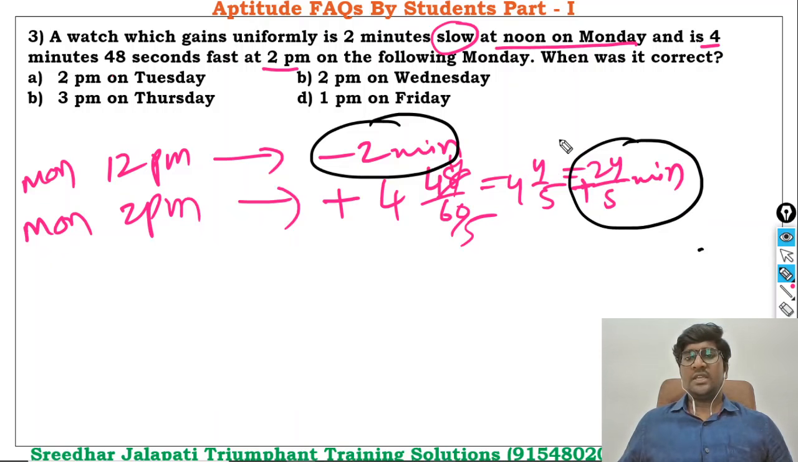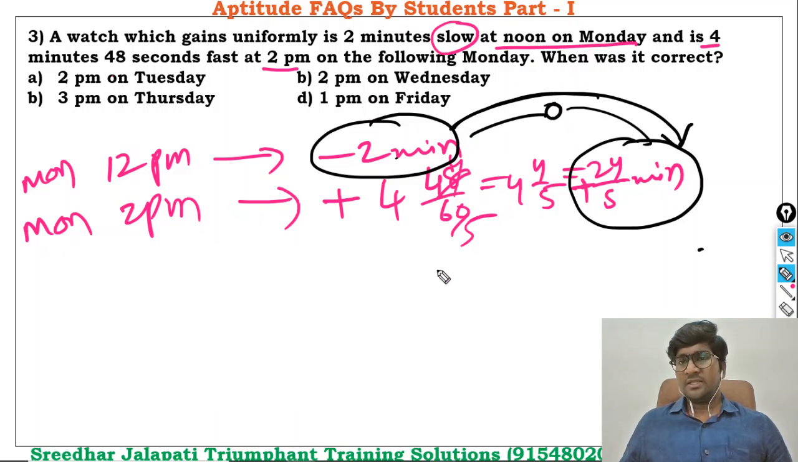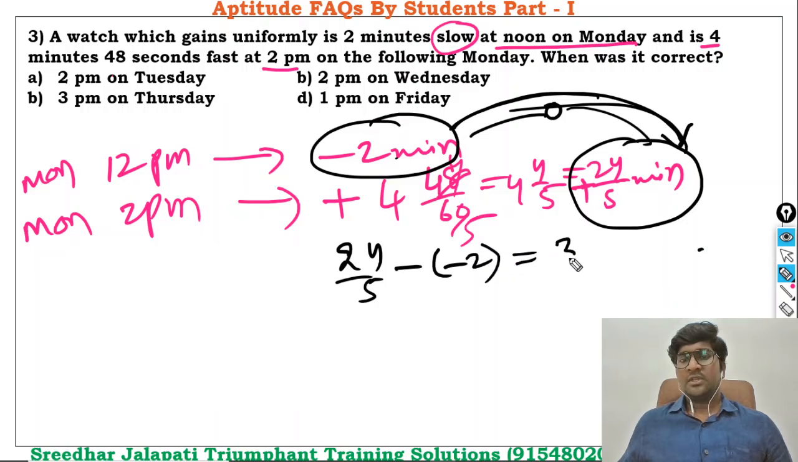So what is the gain in this gap? That means how much time the clock has gained from -2 to plus 24 by 5. Now normally to find the difference, students try to subtract. No, it is from minus to plus. That means from -2 to 0 in between, and from there again this. So the gap between these two is 24 by 5 minus of -2, that is 24 by 5 plus 2, which is 34 by 5 minutes.